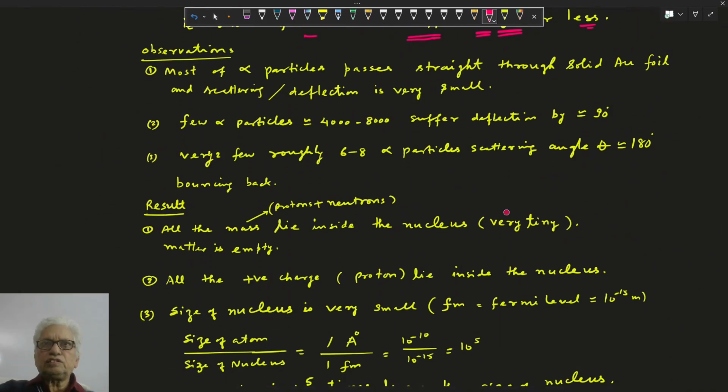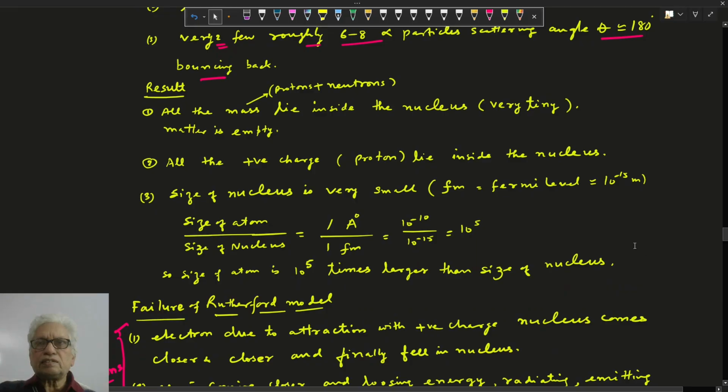Number 1, most of the alpha particles are passing straight without deviation through the solid. And deflection is almost very little or no deflection when the impact parameter b is very large. And very few alpha particles, roughly 4,000 to 8,000, suffer a scattering angle of roughly 90 degree, and very few, roughly 6 to 8 only, have scattering angle theta 180 degree, bouncing back. So this is the result of the experiment here.